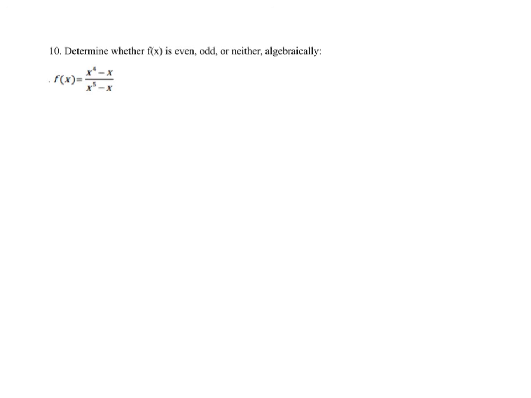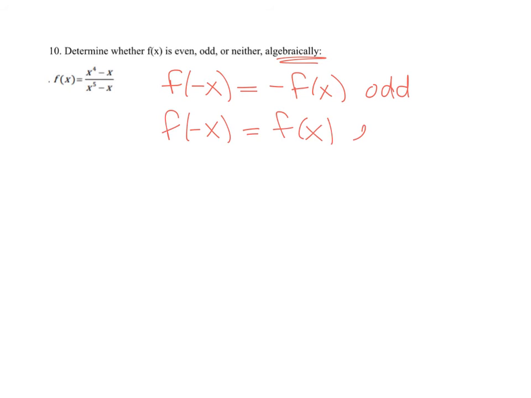Alright, for the next question it says, determine whether this is even, odd, or neither. Now, to do this algebraically, what we're going to do is plug in a negative x. If it was odd, you would get negative f of x out, meaning that the whole function would be negated. And if it was even, when you plug in negative x, you would get the same exact thing out. So meaning that for this thing to be odd, the whole top has to be a different sign, or the whole bottom has to be a different sign. Meaning that this would have to be negative and positive, or this would have to be negative and positive. Can't be both, only one of them.